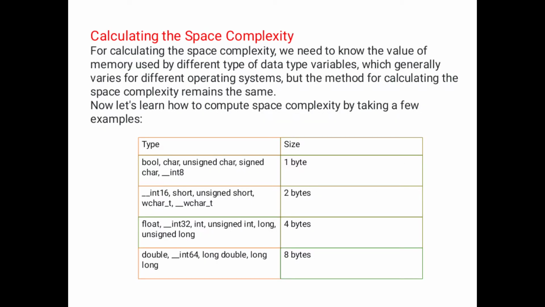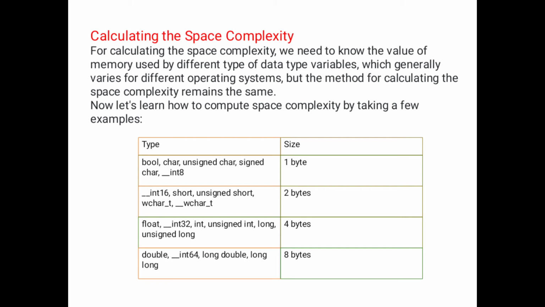Okay, the next concept is calculating the space complexity for each and every data type. We need to know the amount of memory used by different types of data type variables. This is a concept we already studied in UG classes: integer, float, char, signed, unsigned integer, double, long double. All of them use some memory space, and that is a fixed size. Here is a table specifying how much space is allocated for different data types.